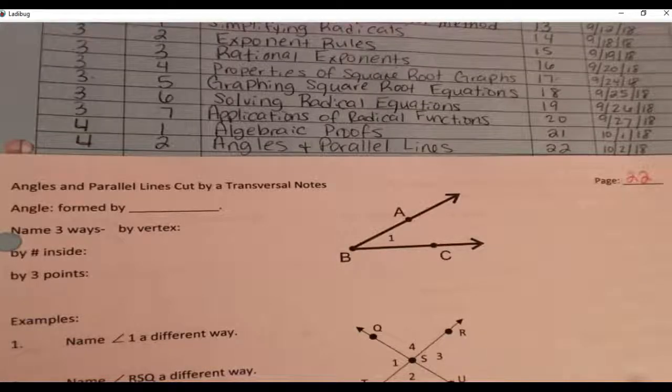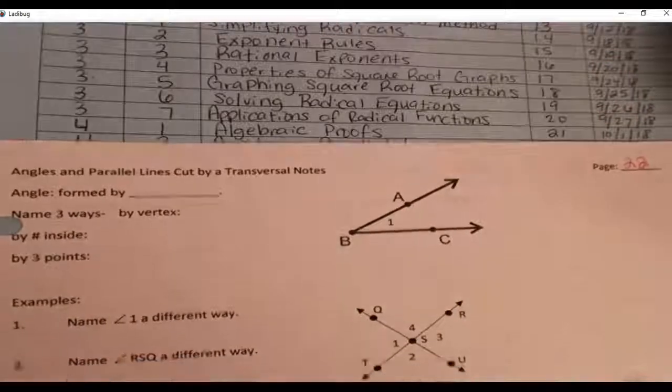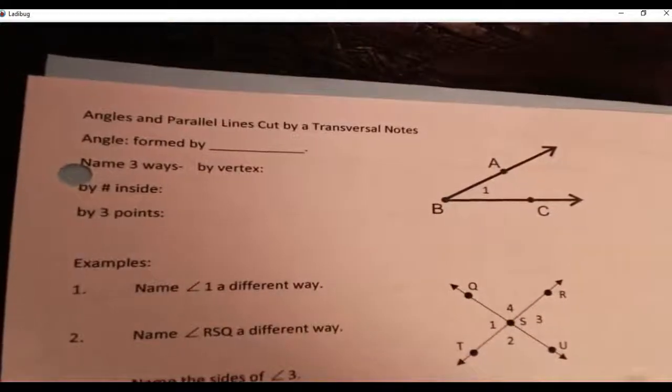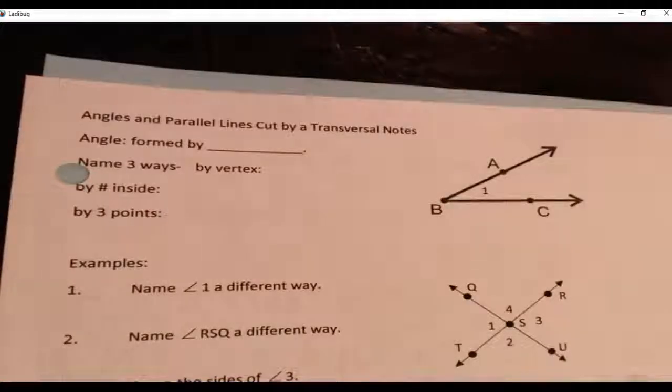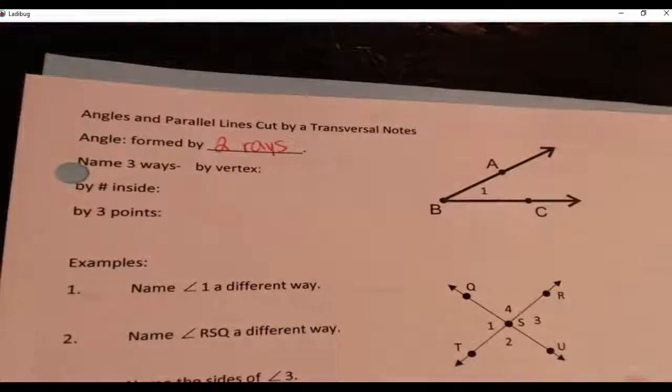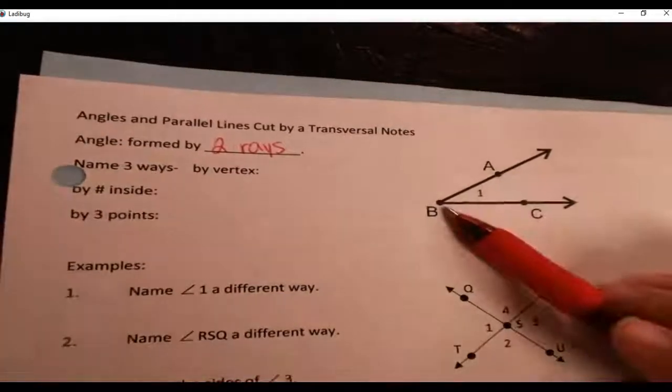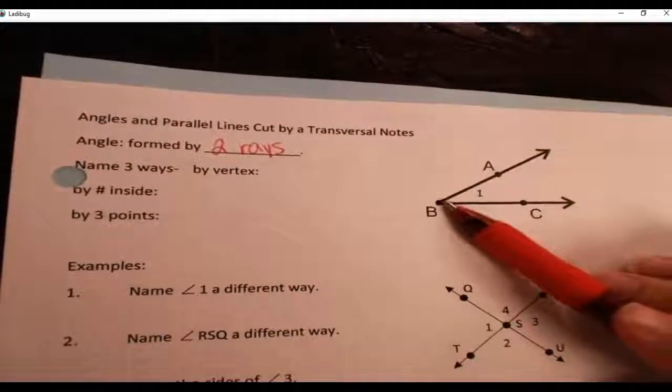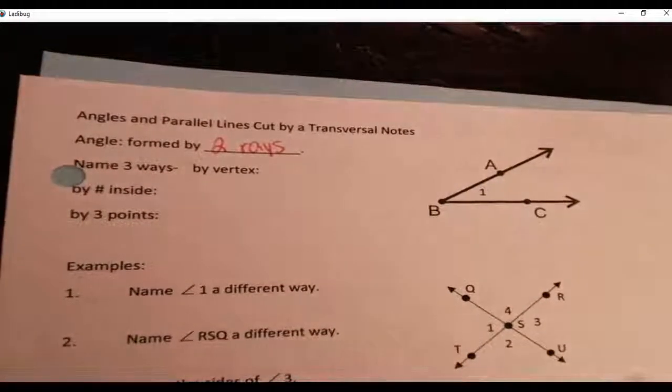So we're talking about angles and parallel lines cut by a transversal today. An angle that is standing alone is formed by two rays. A ray is a part of a line that has an endpoint on one side and then goes forever on the other side. Like this one, ray BA, it stops at B, but it goes forever to the right. So that's a ray. You can name an angle three different ways.